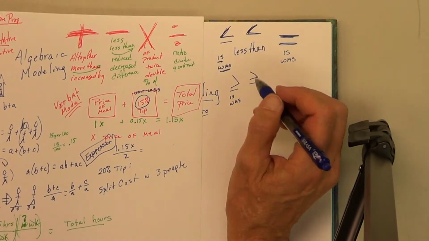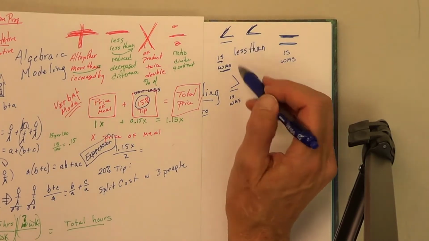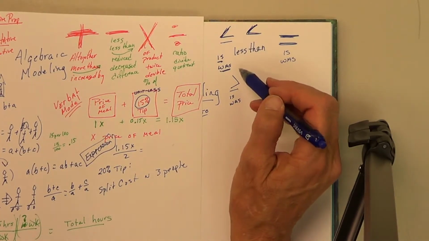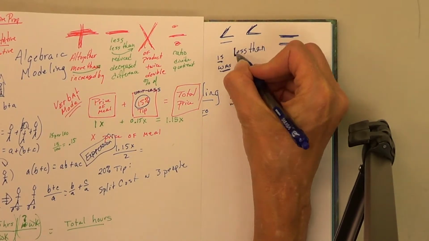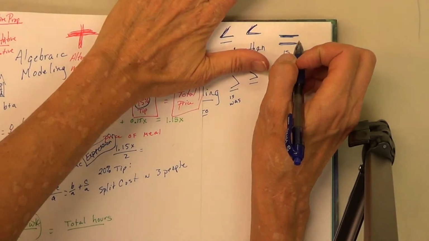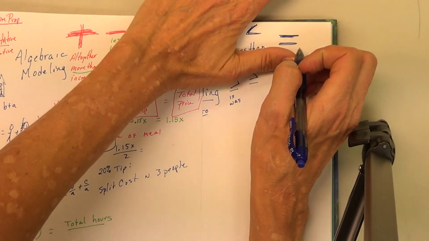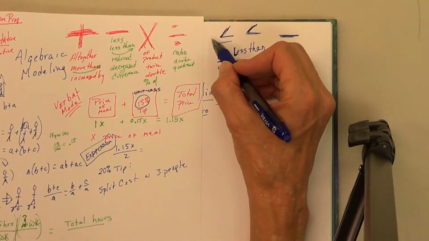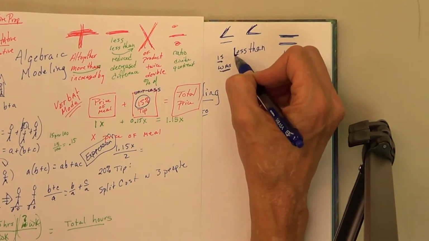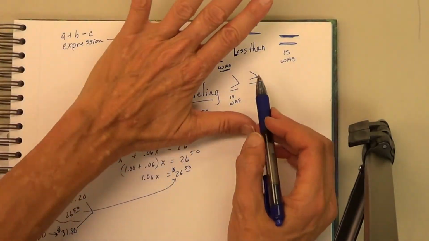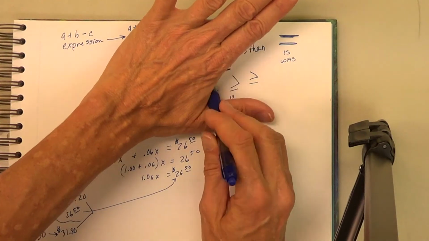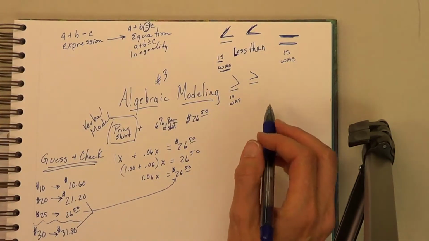Now, one other thing that I want to mention. I have a lot of students that get these two switched around. Notice how less than fits your left hand. So that's indicating this number over here is less than whatever other number. If it doesn't fit your left hand, if it doesn't fit in that little V shape, then it's greater than.